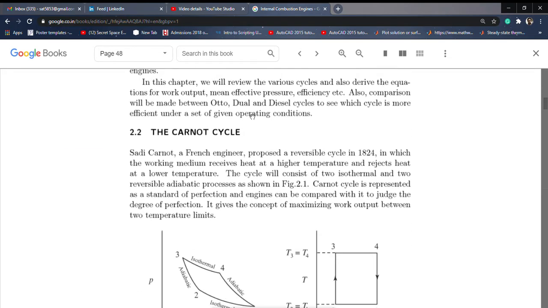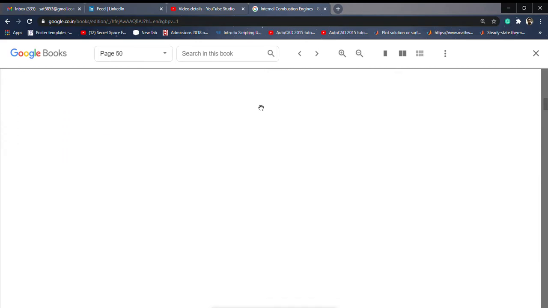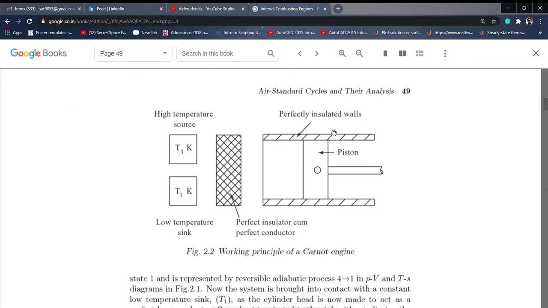You can see here in this diagram below, the working principle of a Carnot engine. This is a perfectly insulated wall. This is your piston. This is a perfect insulator cum perfect conductor. So we have one high temperature source at T3, a higher temperature, and another, T1, a low temperature sink. What we do is first consider that this boundary is totally insulated. There is no heat loss from this boundary.